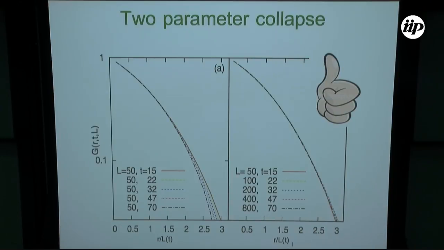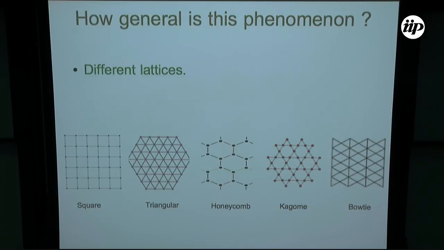Okay, so this is the true way of scaling your data, if you want. Okay, so next question is how general this phenomenon is. It's rather general. So for instance, you can check that you can choose different lattices. We checked all these, and still you see the same phenomenon with the same properties, more or less. Also, you can change periodic boundary, you can change boundary conditions, and it doesn't matter much.